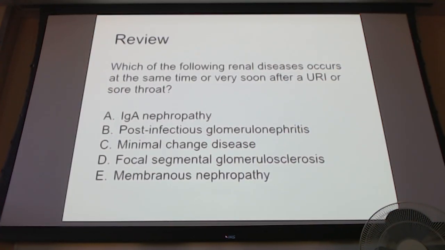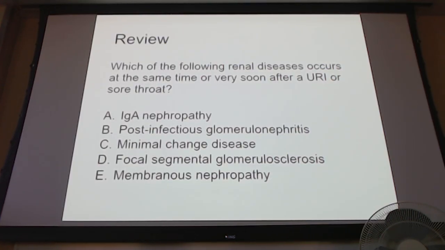A. IgA nephropathy, concurrent, or within a day or two. Again, I'm not going to give you equivocal time frames. Any question that asks you to identify an underlying cause based on time of presentation is going to be squarely within the ranges that we talked about in class.